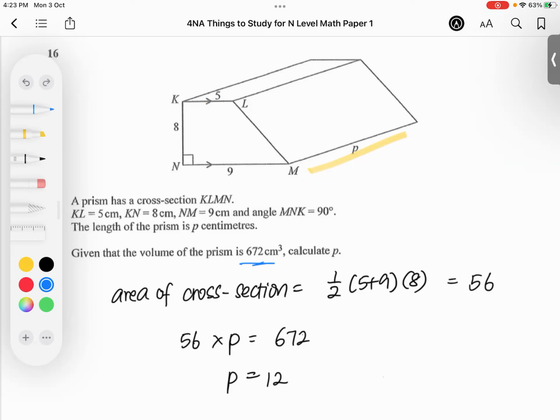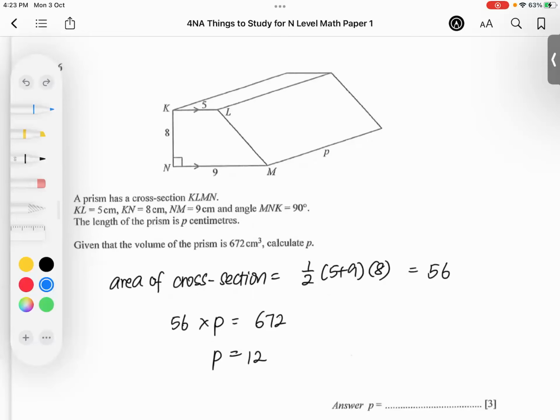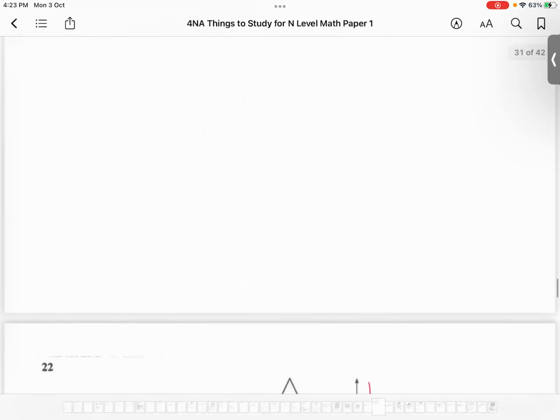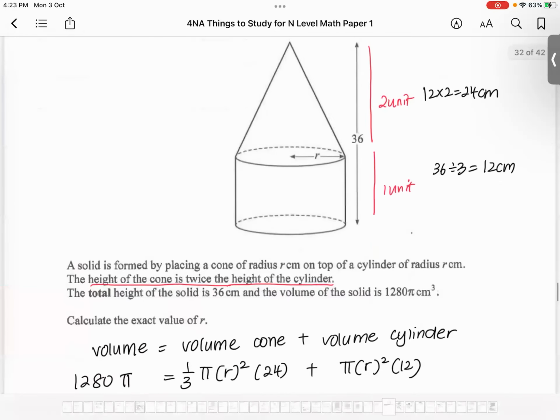So both ways can be done. Be more wise in using the formula. Know the concept, then slowly work backwards. This type of solid, if it comes out for prism, I think it's still doable. Next type, the one that involves cylinder and cone.